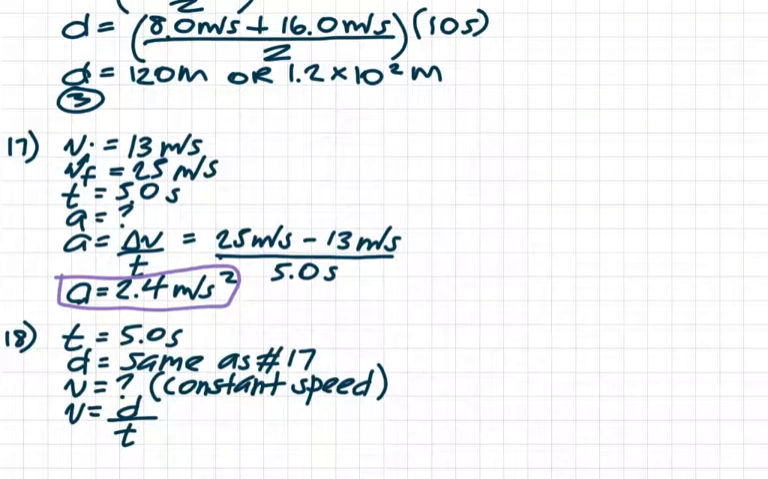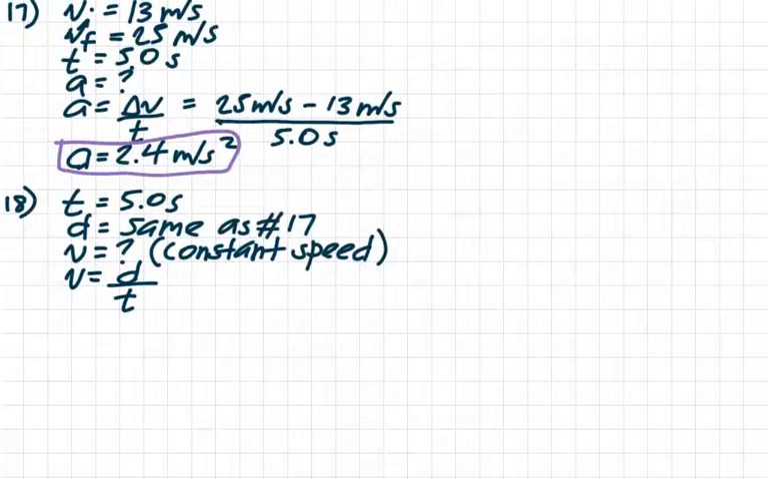Alright, so number 18, it says we have a truck that in the same 5 seconds, so time is 5 seconds, it goes the same distance that the car went in number 17, and it says it's a constant speed, so I can use the constant speed equation of V equals D over T, and it wants to know what is that constant speed. Well, this is a two-part question because I don't know what D is. Yeah, it's the same as the car in 17, but I don't know how far the car went in number 17. Well, we can figure that out.